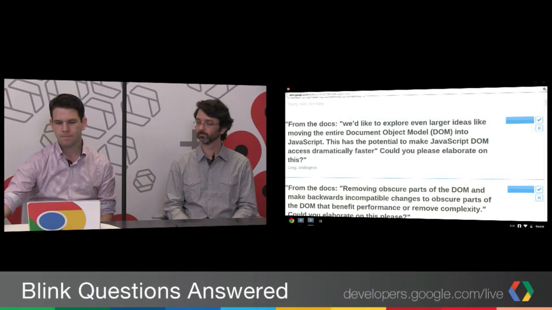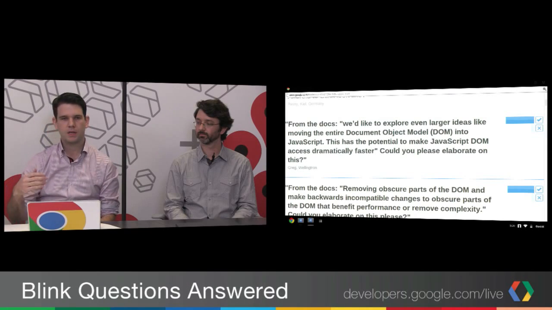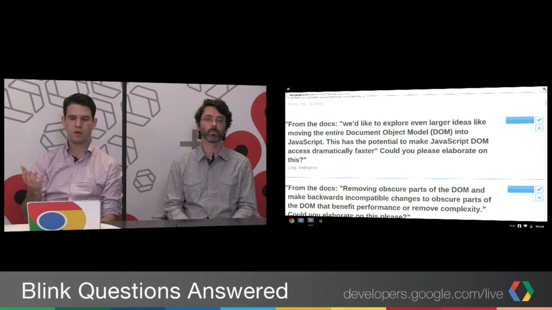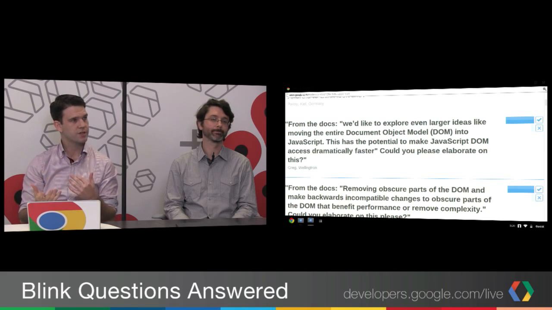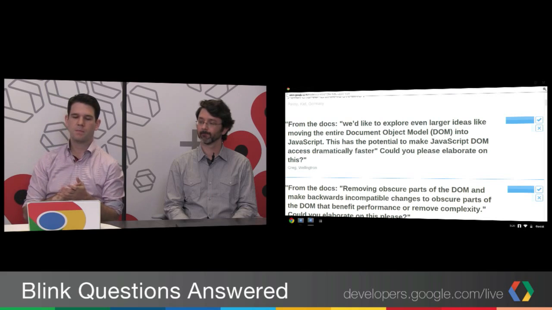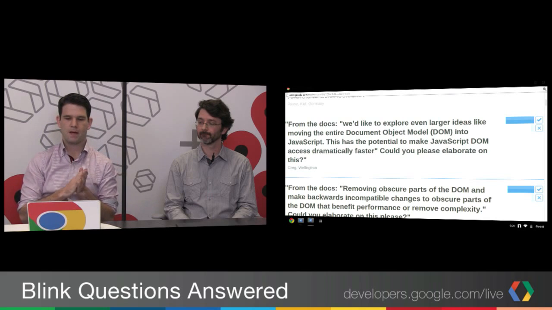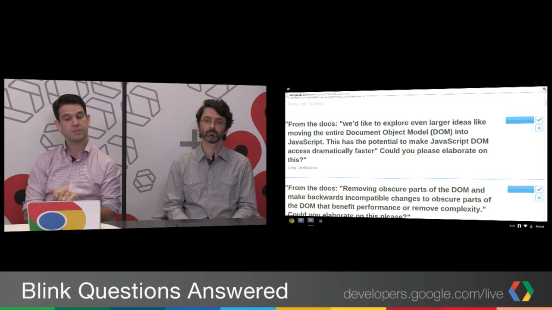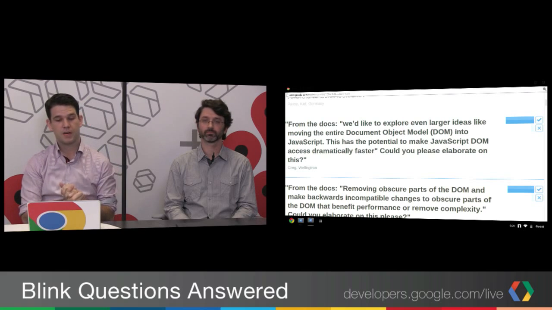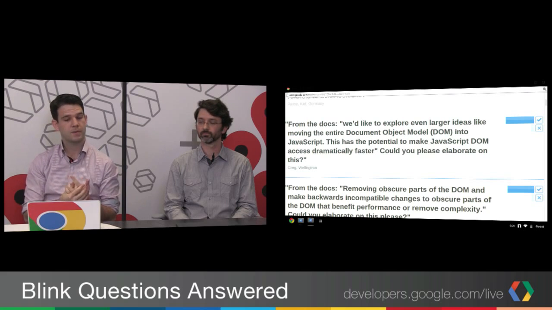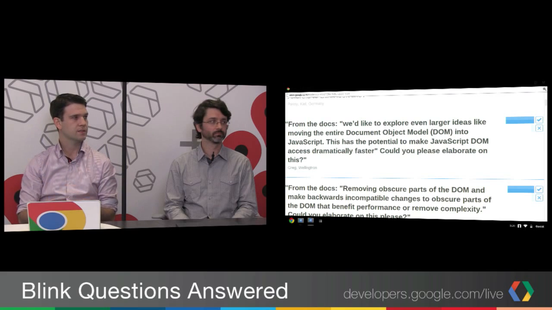OK. In some of the documentation that came out yesterday, there was a point around some of the architectural changes that we're looking at. One of them was, we said, we'd like to explore even larger ideas like moving the entire DOM into JavaScript. This has the potential to make JavaScript DOM access dramatically faster. Is there anything that we can elaborate on this kind of idea?